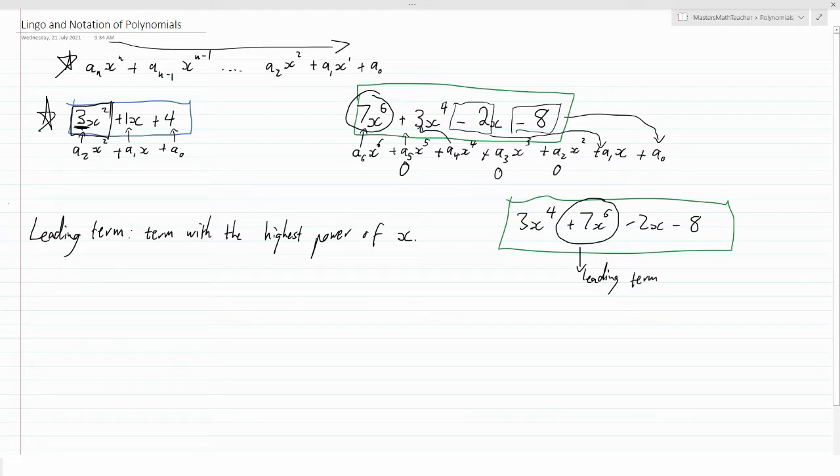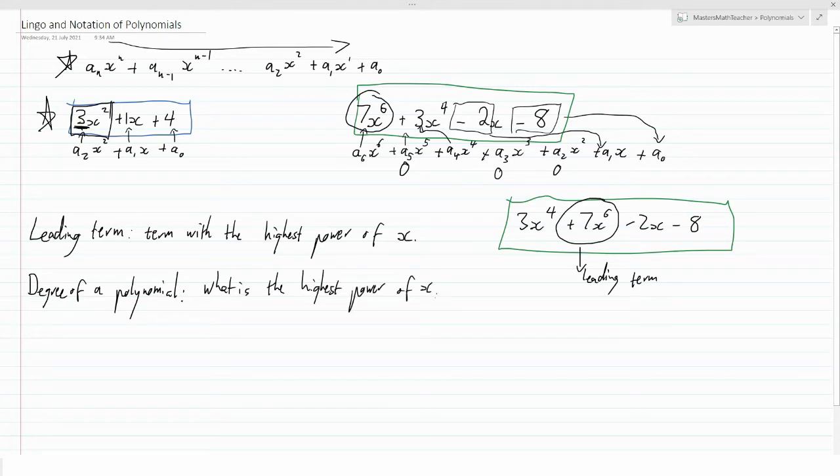That is the degree of a polynomial. The degree of a polynomial is just what is the highest power of x. So the leading term was the whole term, so 3x squared or 7x to the 6. The degree is just the highest power. So what is the highest power?